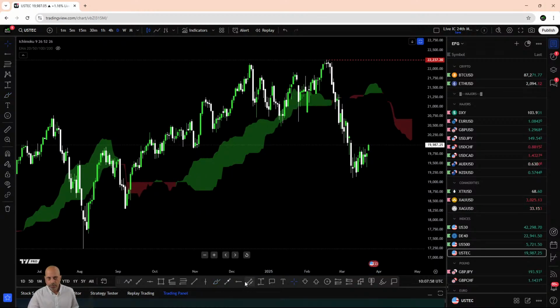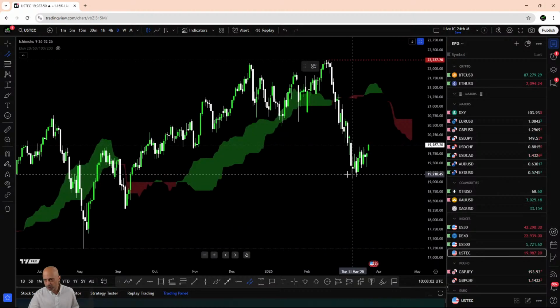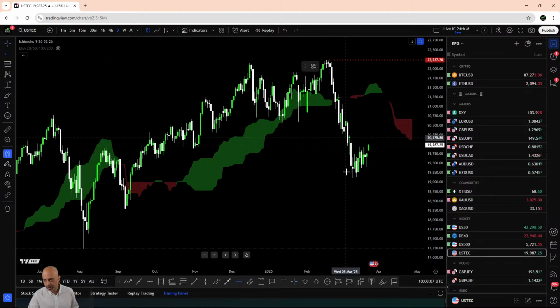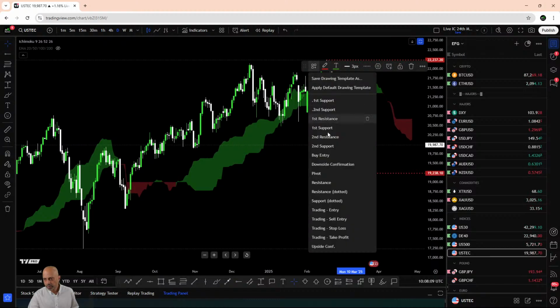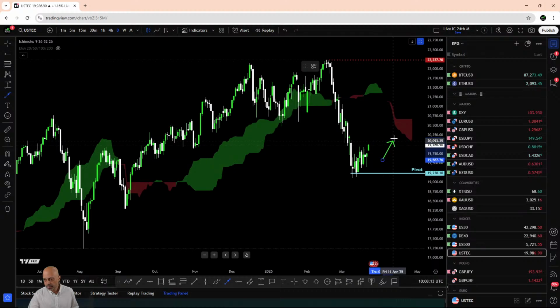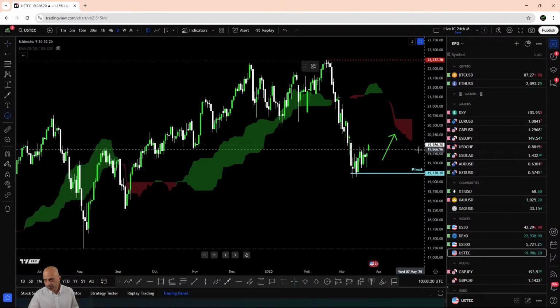Right, so US Tech, just like US 30, has found a nice floor here. It has bounced off the pivot. The pivot is a swing low support. And we can see that US Tech has also gapped higher and is pushing higher as well.